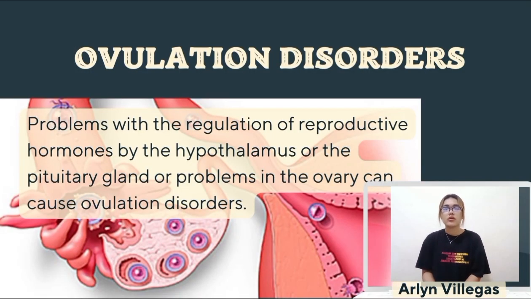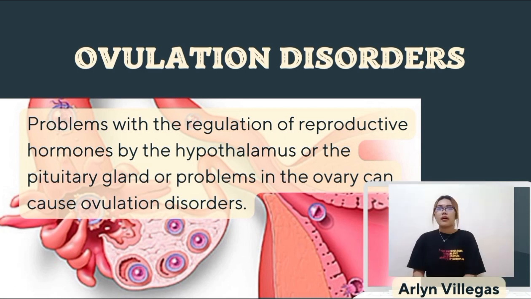Ovulation disorders, or ovulating infrequently or not at all, account for most cases of infertility. Problems with the regulation of reproductive hormones by the hypothalamus or the pituitary gland, or problems in the ovary, can cause ovulation disorders. There are 4 causes of ovulation disorders.